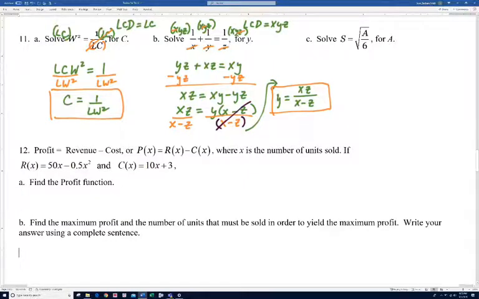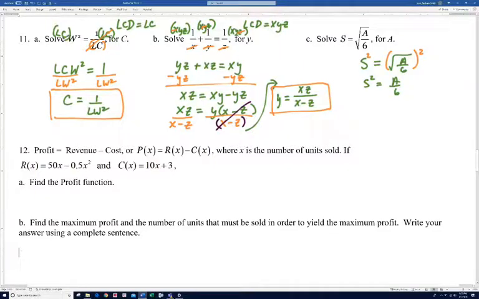So let's look at c. So we got s is equal to the square root of a over 6. So the first thing I need to do if I'm going to solve for a is get rid of that radical. So we're going to square both sides. We get s squared equals the square root of a over 6, squared. So we're going to get s squared is equal to a over 6. We know that when we square a square root, we get what's under the radical.